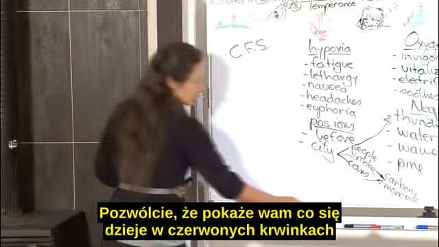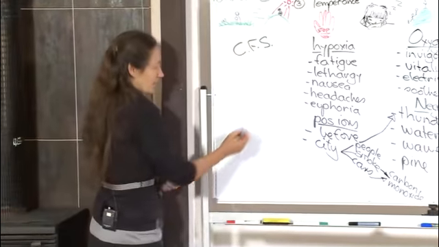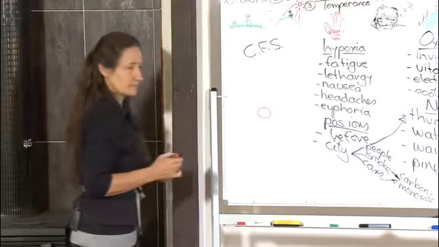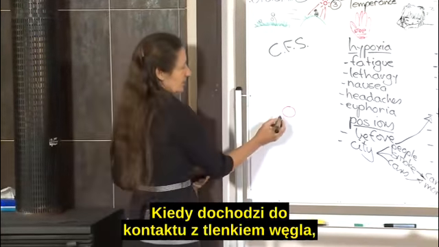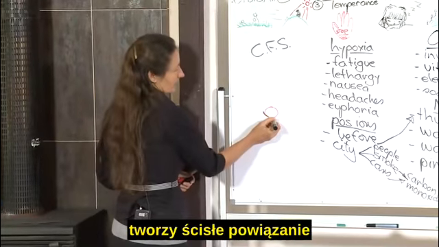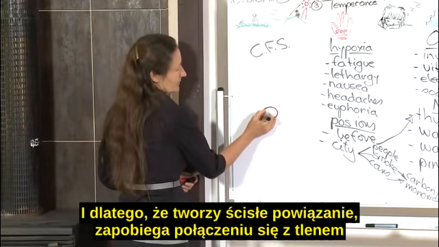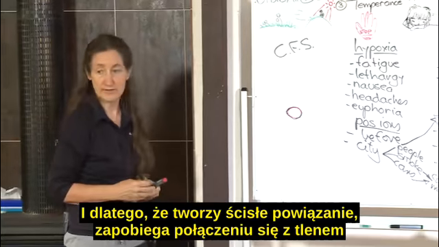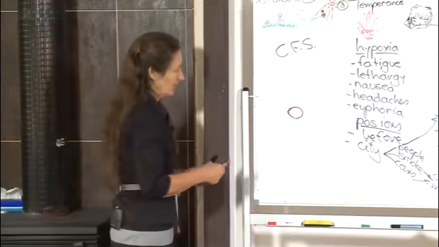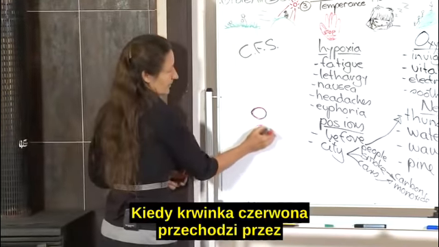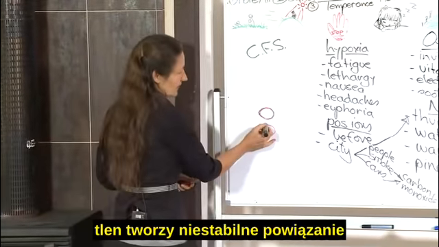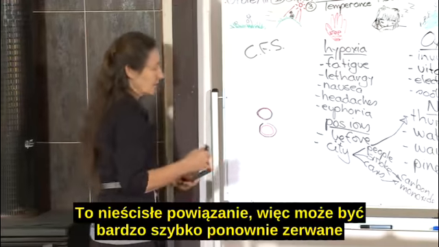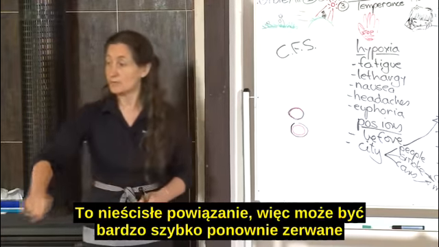Let me show you what happens in the red blood cell. Here is the red blood cell. When it comes in contact with carbon monoxide, it forms a very tight union. And because it forms a very tight union, it prevents oxygen being picked up. When this red blood cell goes through the lungs and picks up oxygen, oxygen forms an unstable union. It's an unstable union so that it can be dropped again very quickly.